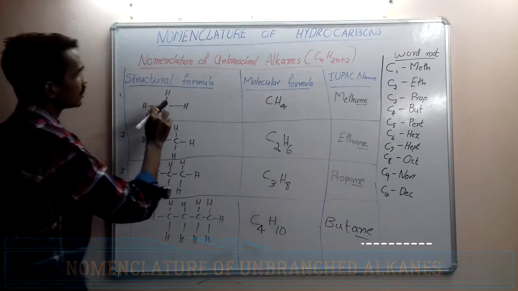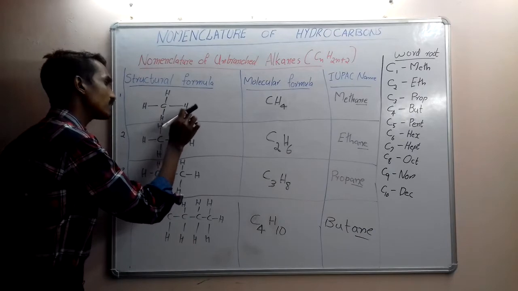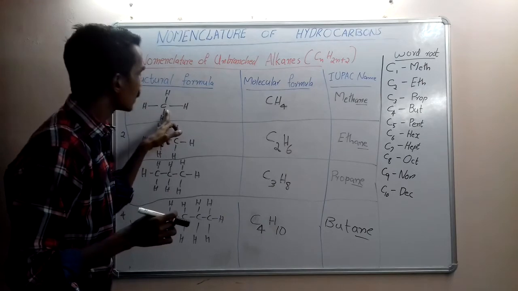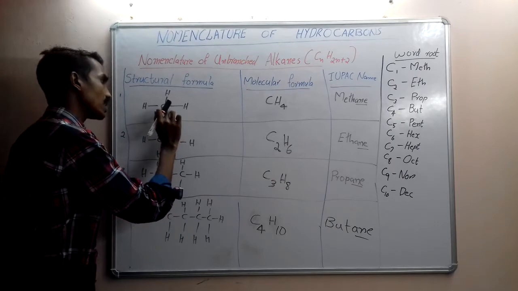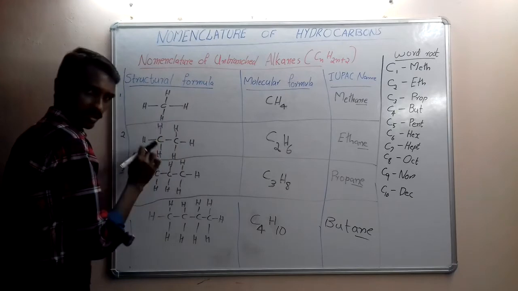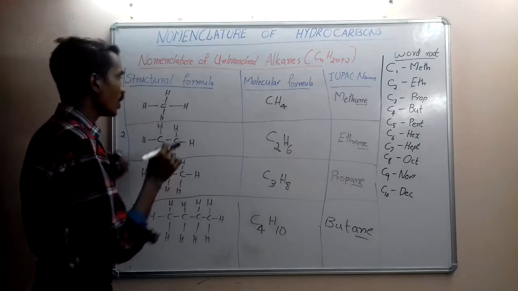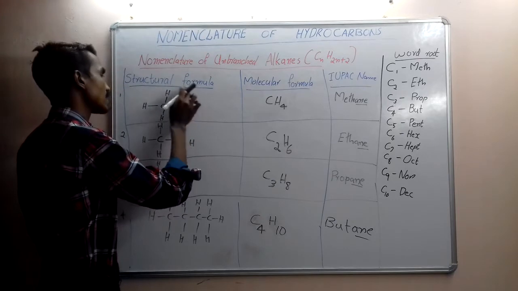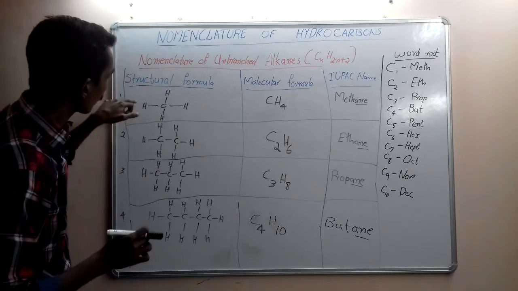First, one carbon is present and attaches with 4 hydrogens, which means the valency of carbon is 4. So this carbon attaches to 4 other elements, so it will be stable or balanced. First a carbon is attached to the 4 hydrogens. This is known as the structural formula.